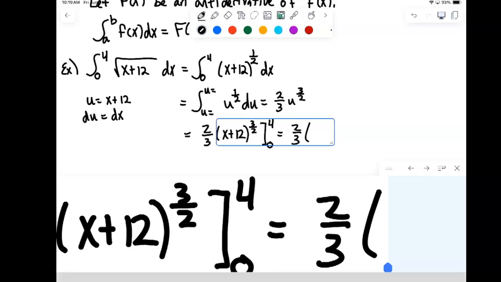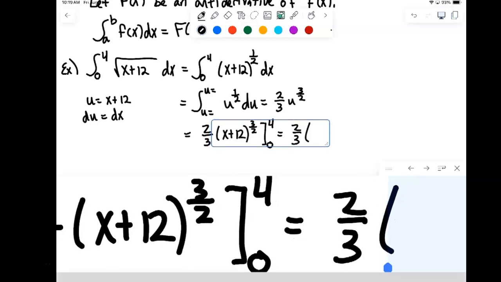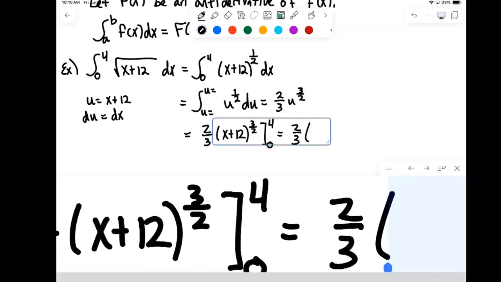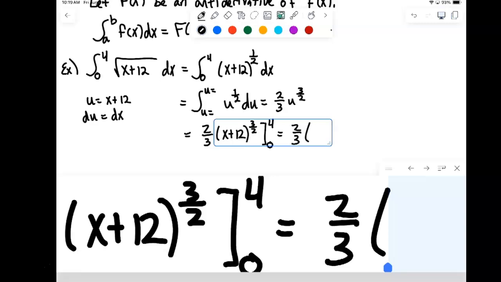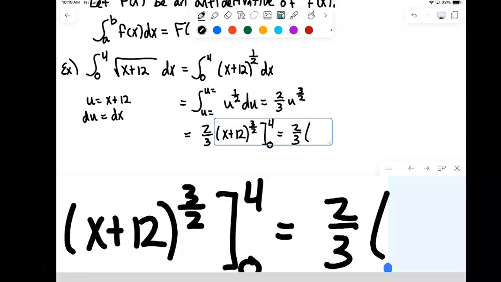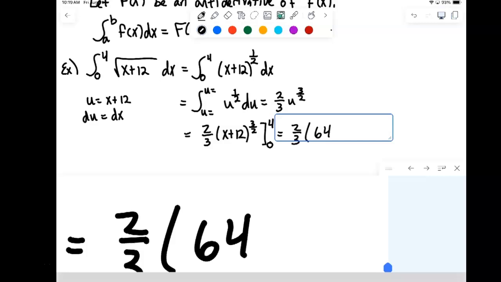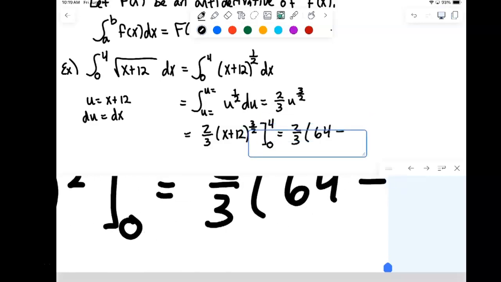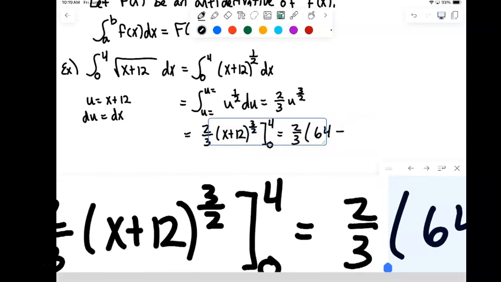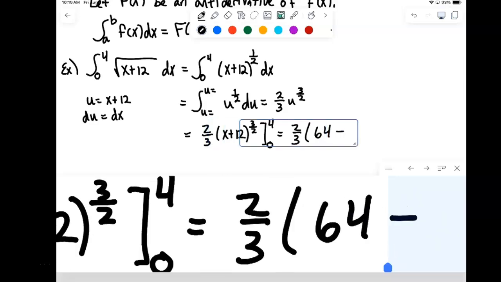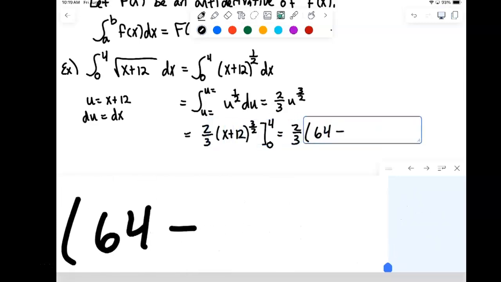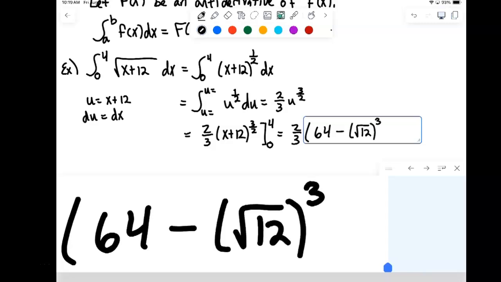You can do that one of two ways. You can raise 16 to the 3rd, then do the square root, or do the square root and raise it to the 3rd. And in this case, I'm just going to go ahead and do the square root first. So 4 plus 12 would be 16. Square root of 16 is 4. 4 to the 3rd would be 64. And then we plug in 0. 0 plus 12 will be 12. So that's going to be 12 to the 3/2, or square root of 12 to the third.